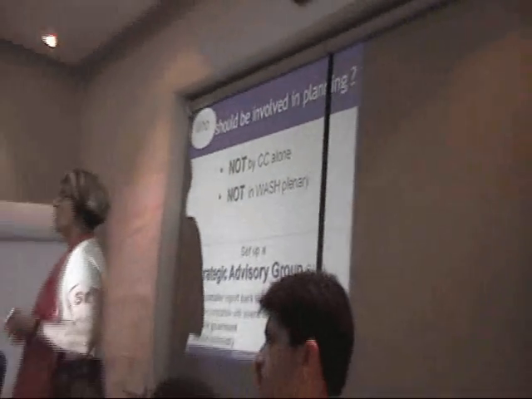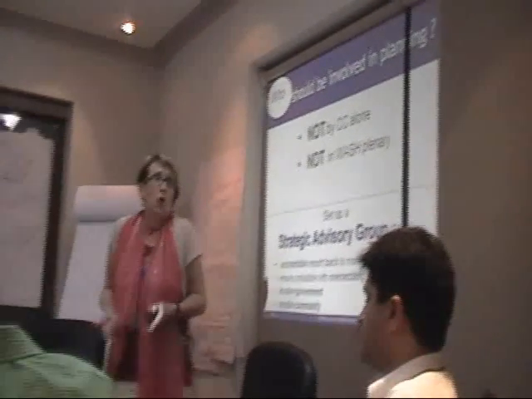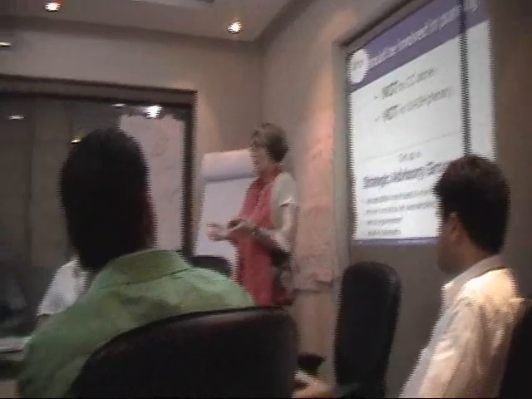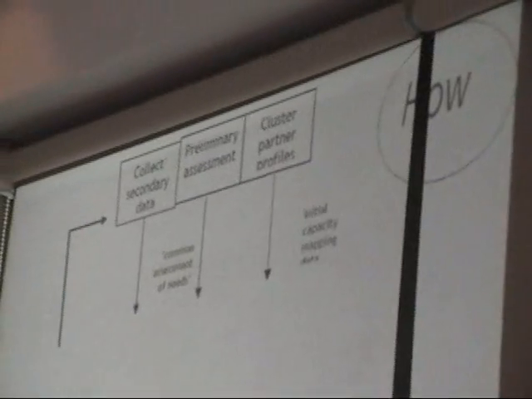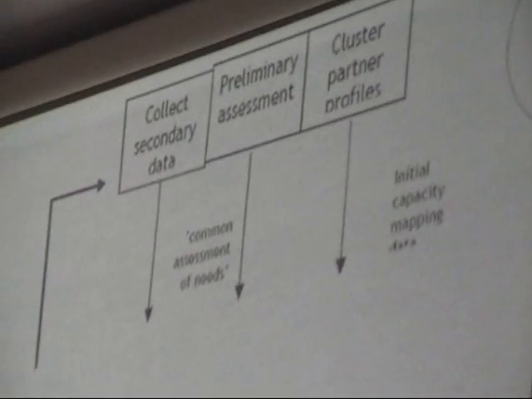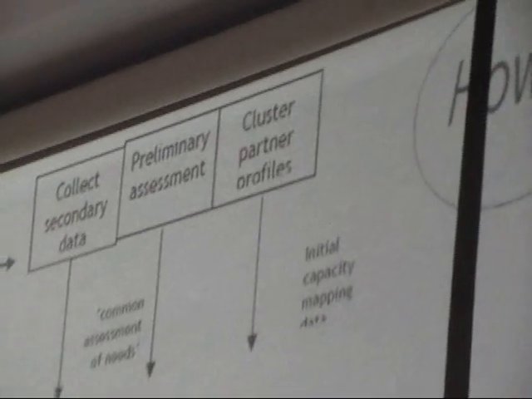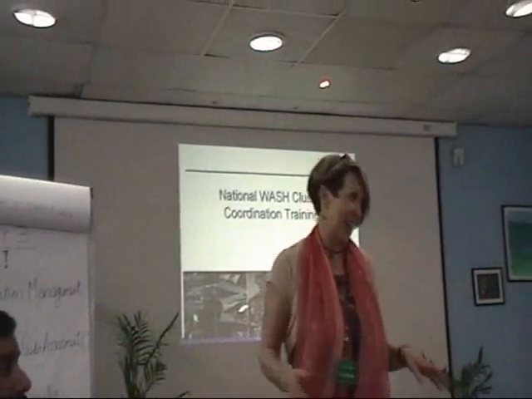Okay, so what's important is you need to think about who should be involved and how we can put together a team for it. There's a model in your handbooks which just sets out the process of how to put it together. You collect your data, initially secondary data, your preliminary assessment, and your cluster partner profile. So what's the capacity and what are the needs? So once you've done that, what we've been doing in the last few days.